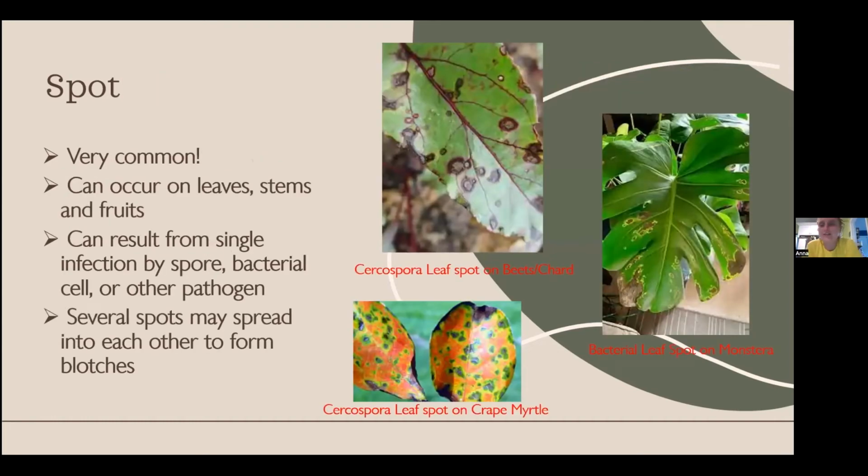Spots seems like a very obvious one, but spotting of the leaves is a symptom of many plant diseases in our area. It's probably our more common symptom, and it can occur on the leaves, the stems, and the fruits. It can result from a single cell getting infected by a spore of fungus, a bacterial cell, or some other pathogen, and several spots may spread into one another to form blotches. Remember, blotch was one of our symptoms also. I pulled up some of our more common leaf spot diseases here.